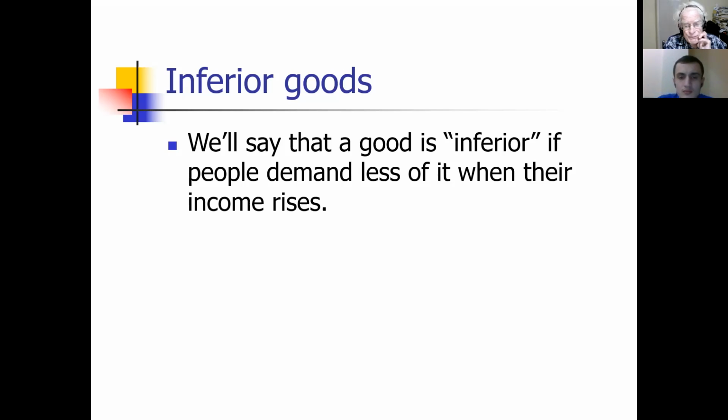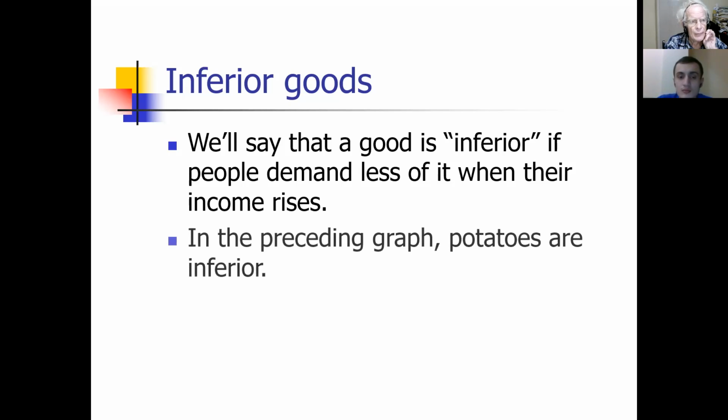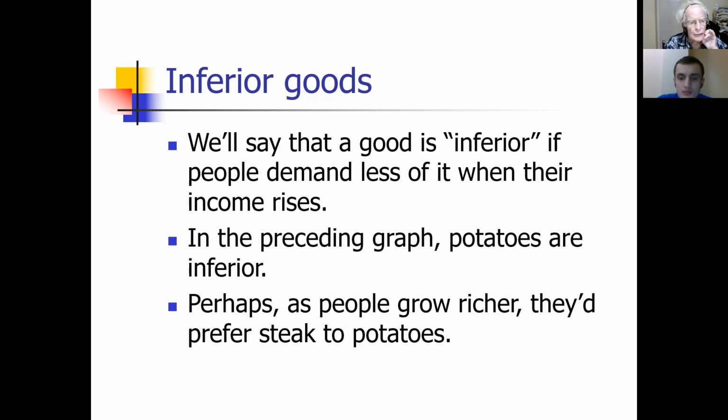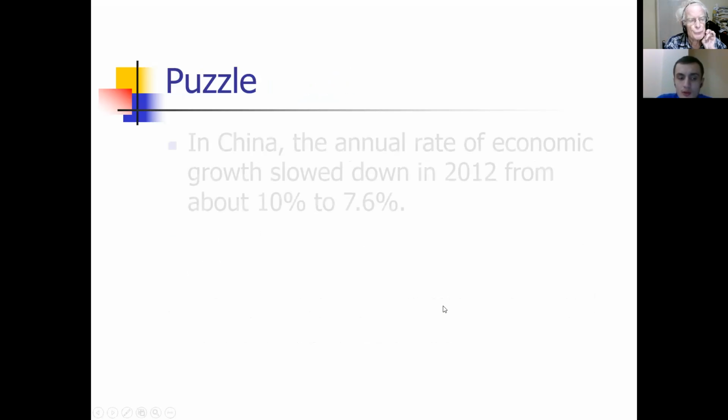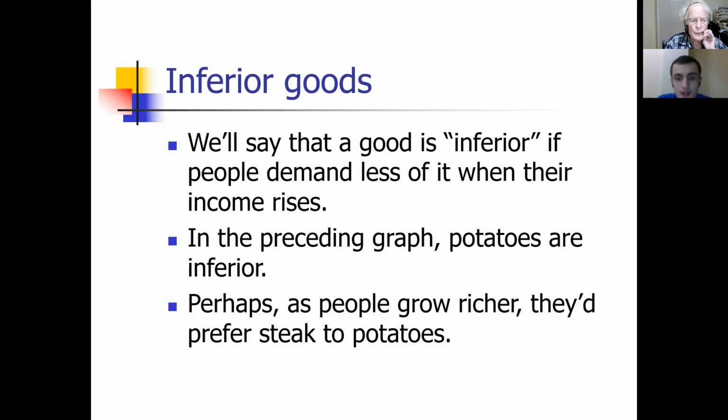So, for example, people may purchase less beer when income rises because beer is inferior to champagne. Or for potatoes, a possibility is that people will buy steaks rather than potatoes as they become rich. I'm sorry, does that happen because the price of meat also goes down? Oh, that's a good question.